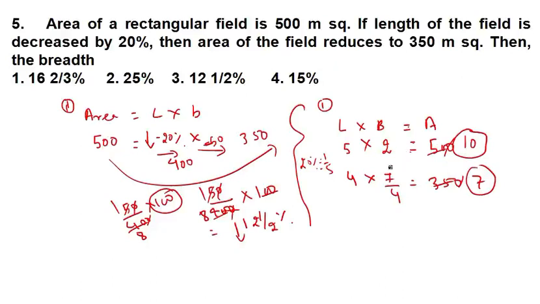So now what do you have to do? It is asking what will be the change in breadth. So just minus these 2 from 7 by 4. How much will you get? You will get 1 by 4. If you minus this 2, you get 1 by 4, then you have to write the actual number of the base, this 2, into 100. So again you get the same answer. Just check it. You get 12 1 by 2%.